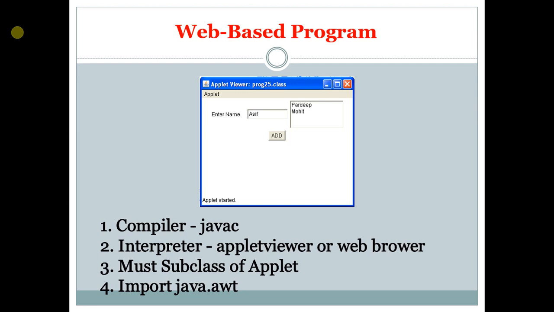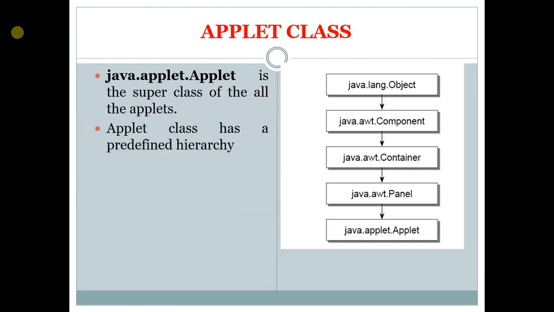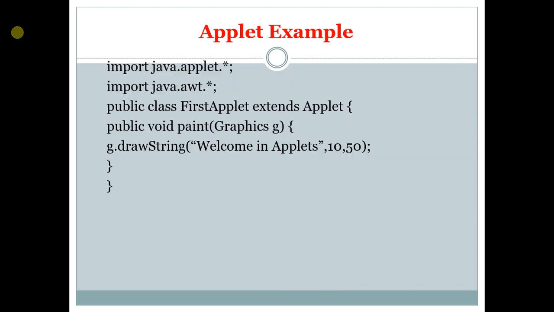AWT is the Abstract Windowing Toolkit. It is used to create a window-based application in Java. Applet class: java.applet.Applet is the superclass of all applets. The Applet class has a predefined hierarchy: the first class is Object, then Component, Container, Panel, and the last one is the Applet class.